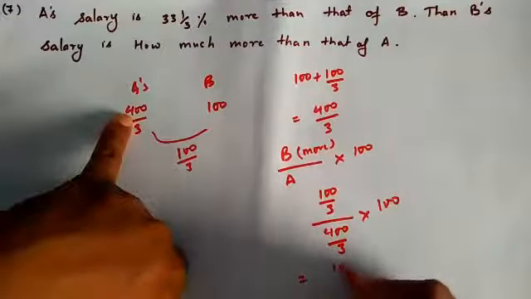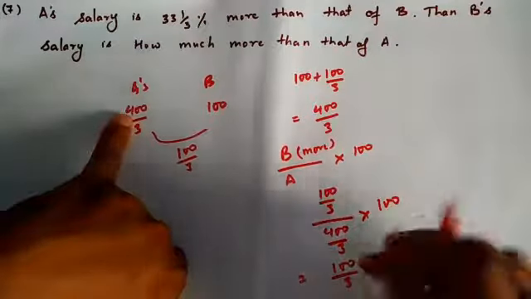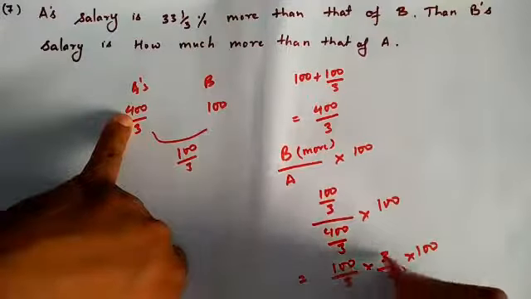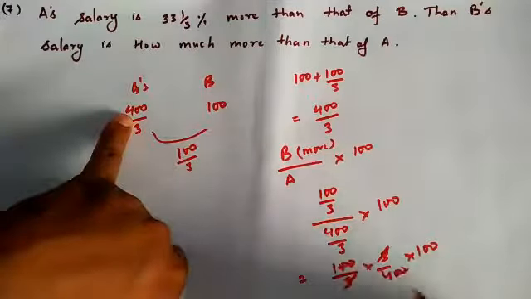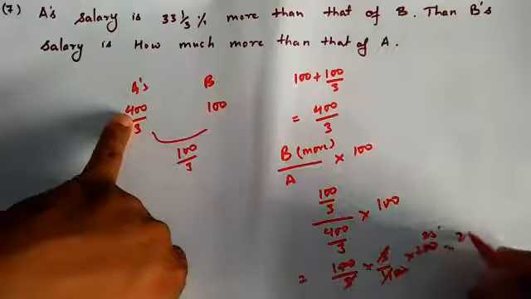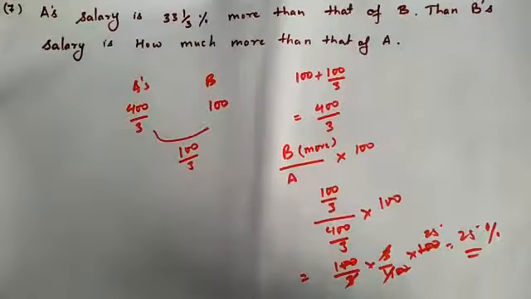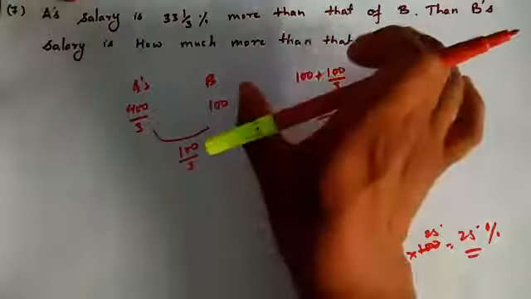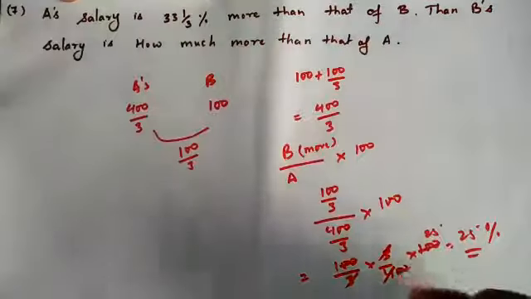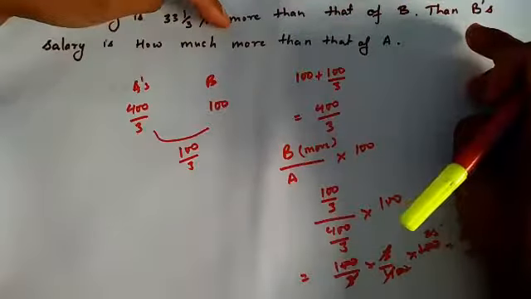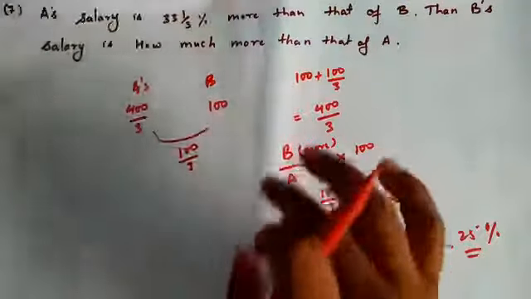So 100/3, now this becomes inverted, that is 3/400 into 100. So 3 gets cancelled, 0 gets cancelled, 4 times 25, that is 25% more is B's salary. Now just think, there is quite a mistake in the question, I think. But the process is right. You can say B's salary is how much less, I think that should be the question, but there it says more.